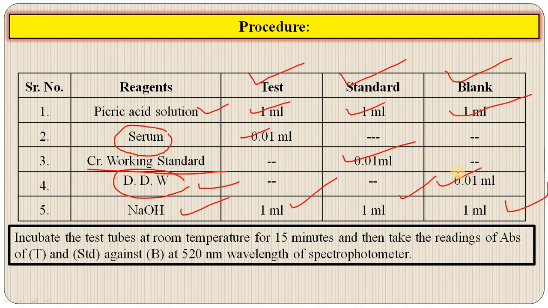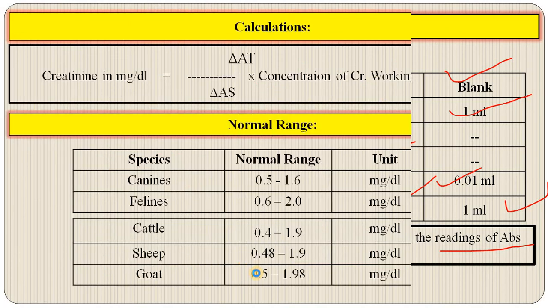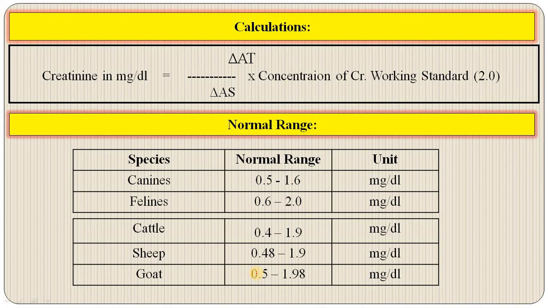Mix well all the test tubes. Then incubate all the test tubes at room temperature, that is at 37 degrees Celsius temperature for 15 minutes. And after that, read the optical density or absorbance of test and standard against blank at 520 nanometer wavelength of spectrophotometer. After reading the optical density of test and standard, note down that reading and put into the calculation formula.